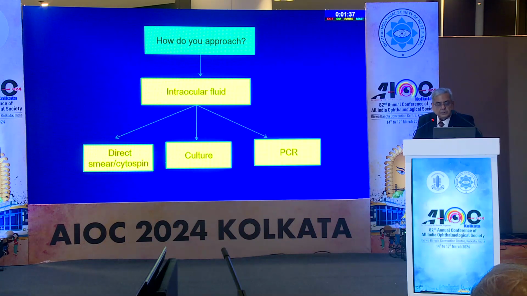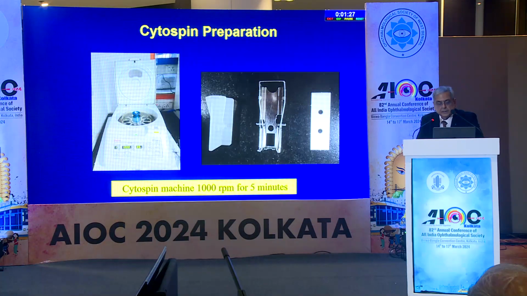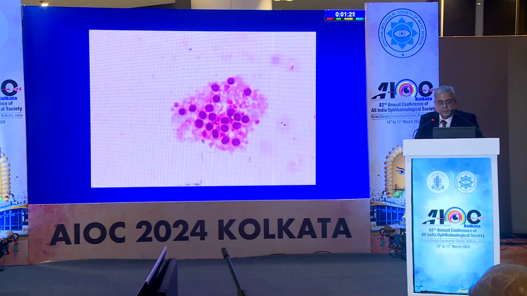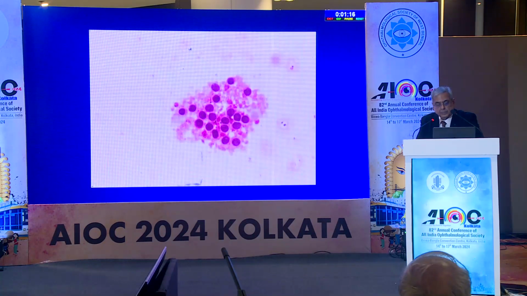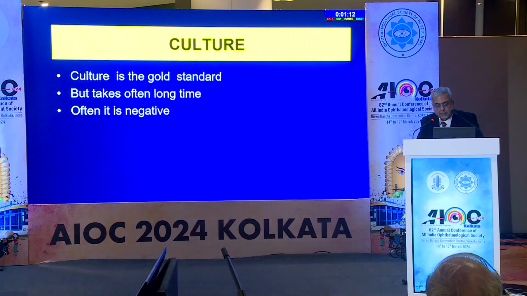So how do you approach? You take the intraocular fluid, do the direct smear or cytospin. A portion goes to culture and a portion for PCR for molecular biology study. Cytospin preparation machine is 1000 RPM for 5 minutes, and you get concentrated smears, and this is a case of adenocarcinoma. The patient had hypopyon in the anterior chamber and later on was found to have lung carcinoma.